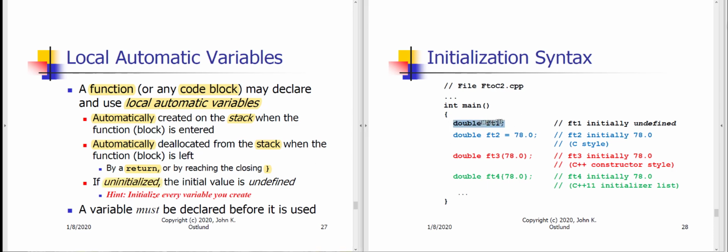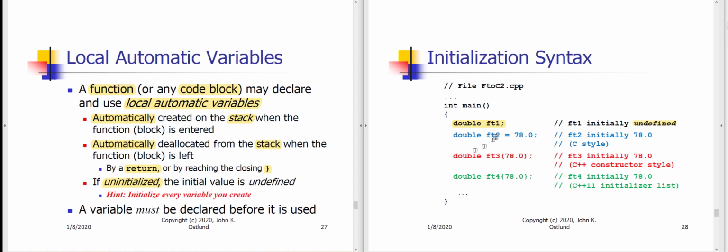Here on slide 28, we have a main function, and within the body of main, that is within the block of the main function, the first statement here is the declaration, so-called, of a local variable called ft1, which contains a double value, but this is uninitialized, so the value of ft1 at this point is undefined. It is whatever garbage happens to be sitting around on the stack at the point where that variable ft1 is allocated.